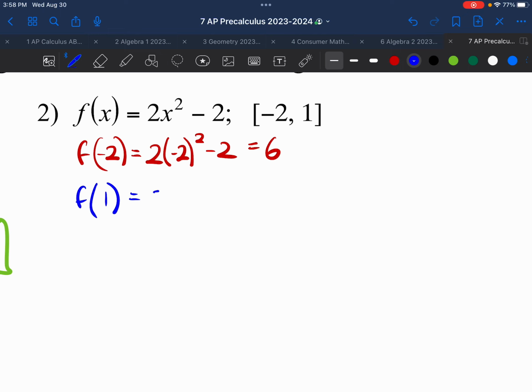F of 1 is 2 times 1 quantity squared minus 2. Mental math, 1 squared is 1. 1 times 2 is 2. 2 minus 2 is 0. So this value is going to be 0.